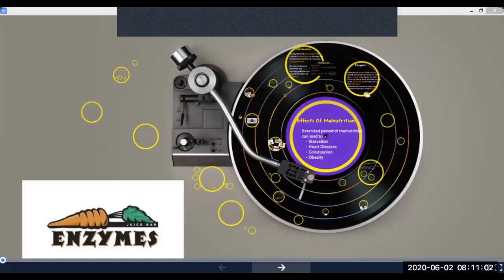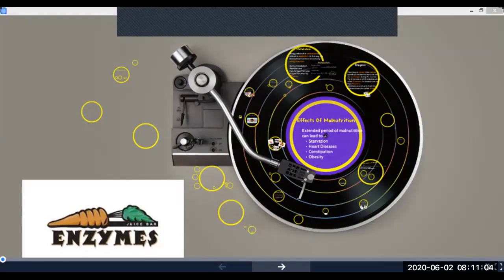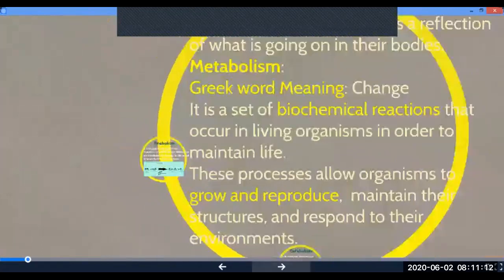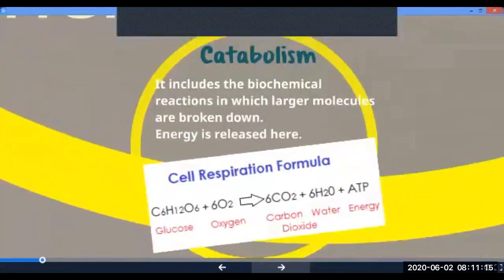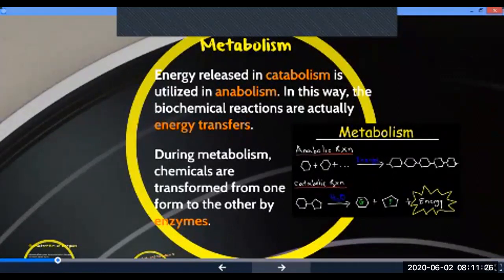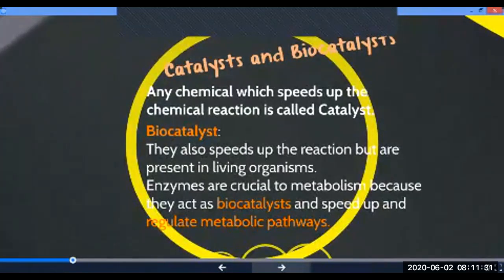Yesterday we talked about what is the meaning of enzymes and what is metabolism, anabolism, catabolism. We also talked about metabolism in a different way, about its energy transfer, how energy is released in catabolism and absorbed in anabolism. And then we talked about catalysts in a non-living environment, and they are called biocatalysts in a living environment, and we also call them enzymes.